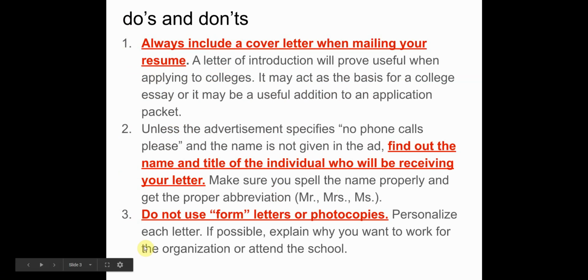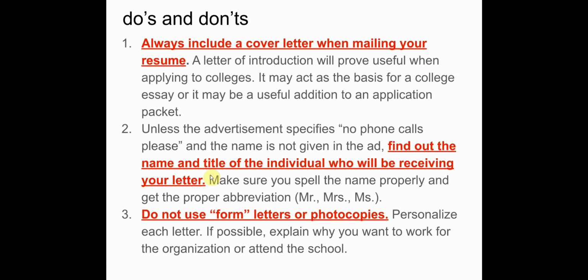There's 13 do's and don'ts, so we're going to go through them. Number one, always include a cover letter when you're mailing your resume. If you're physically putting a resume in an envelope, you want a cover letter. There are other times to use a cover letter, but especially when you mail it.